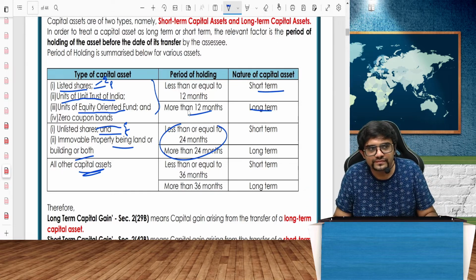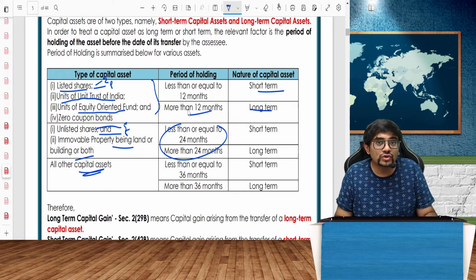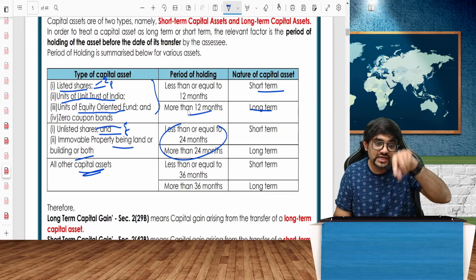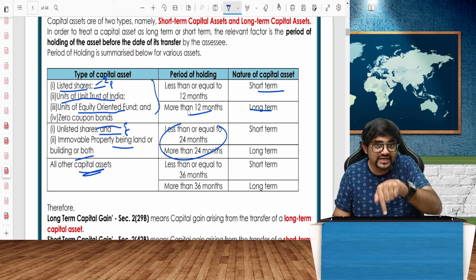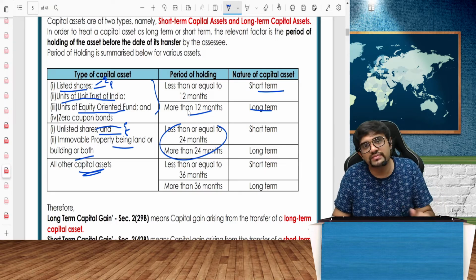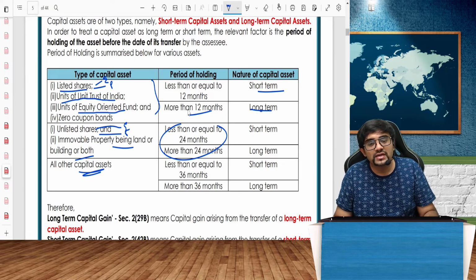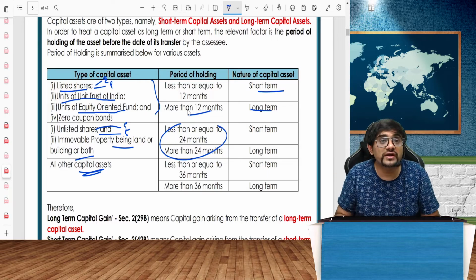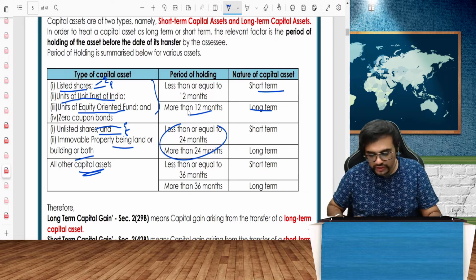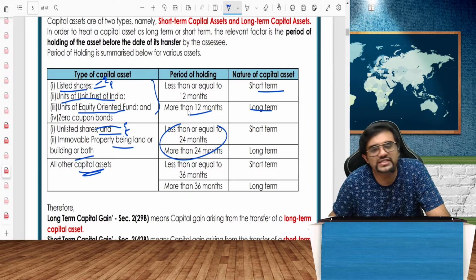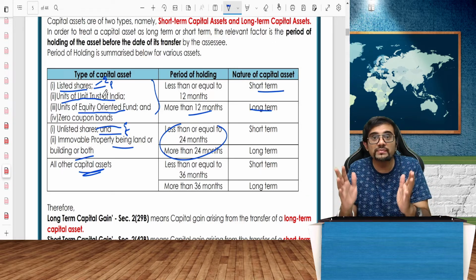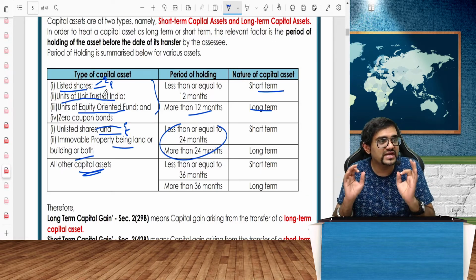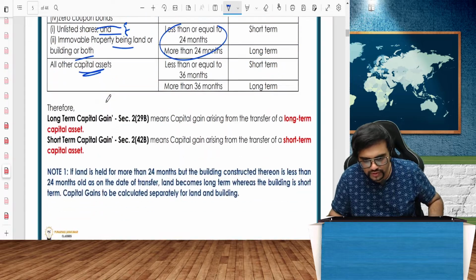Very simple. Got it? So remember, Tesla shares, all other capital assets, 36 months it will come. Listed shares means Indian. If I buy shares in Reliance, it will come there. If I buy units of debt-oriented fund, answer. Units of debt-oriented fund, 36. Very good. Brilliant. 36. Got it? So this you please keep in mind. Regularly they will test in the CA inter-examination. Moving on.